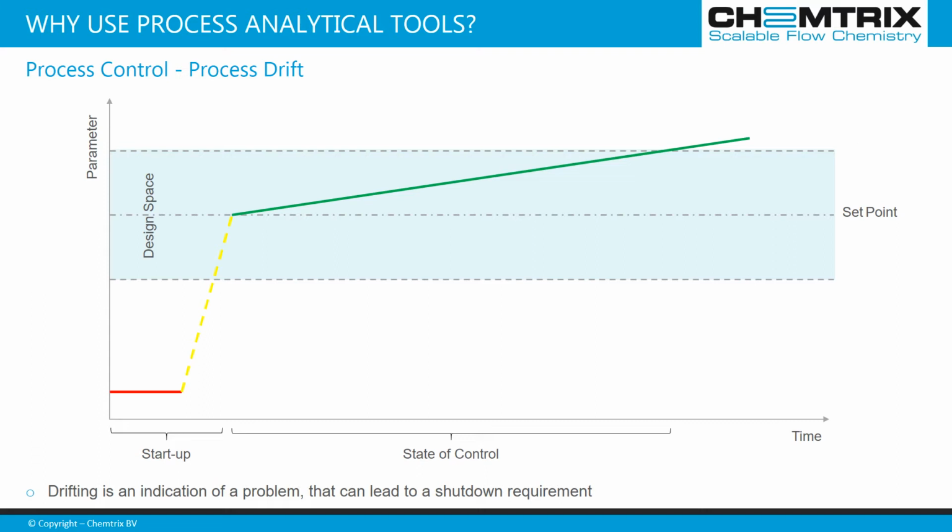So drifting is an indication of a problem. The question is, what is the problem and how much impact does it have on your process, and will it lead to a loss of quality or a need to have to shut down your process for cleaning, for repair, etc.